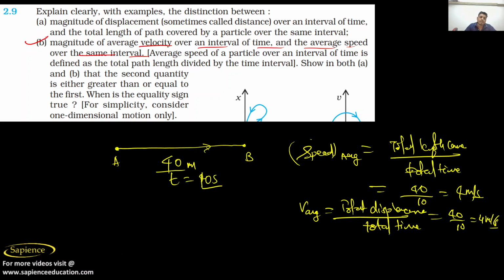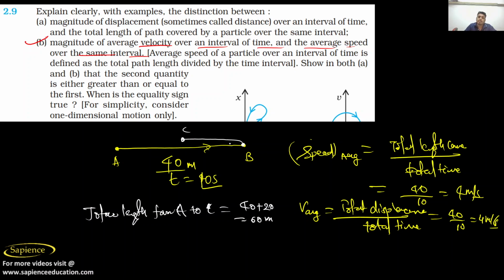But in the same case, if the body returns back to point C, the total length covered, the length from A to C, is how much? This is your 40 plus 20, that is equal to 60 meter. And when it returned back, it has taken 5 seconds. So total time taken from A to C is 10 seconds from A to B plus 5 seconds from B to C. So this is 15 seconds, right?